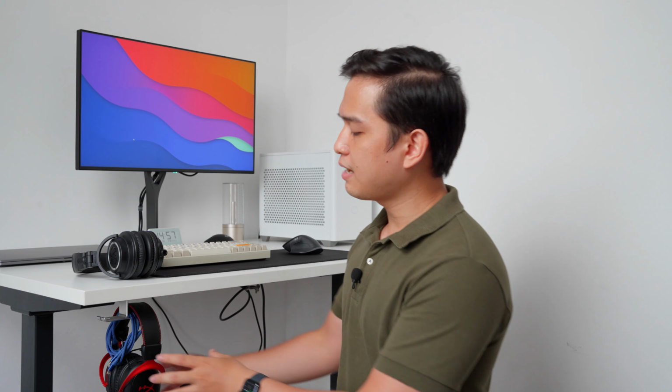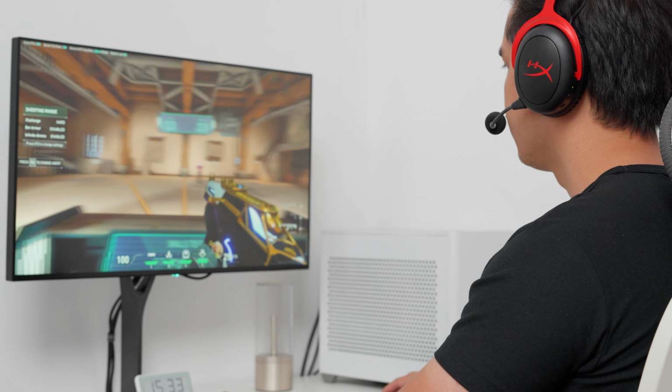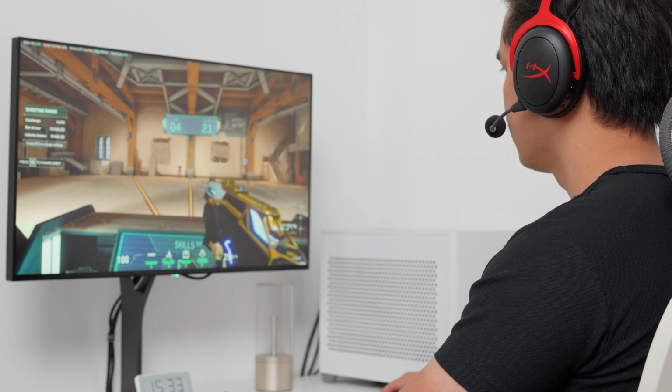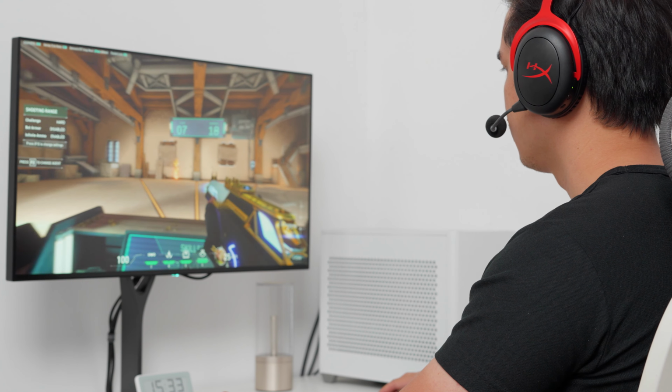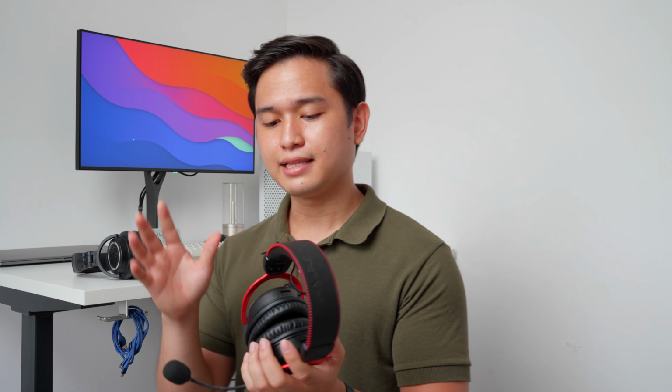The other headphone that I have here is the HyperX Cloud 2 Wireless. So I mainly use this for gaming, and also when I'm on a meeting, this is what I use. Just because it's really convenient, because it's wireless and it has a mic built into it. And also it's really good for gaming as well. So there's that. It has up to, I think, 30 hours of battery life.